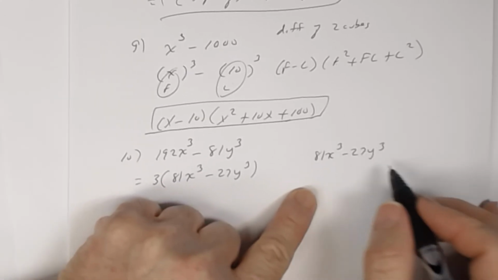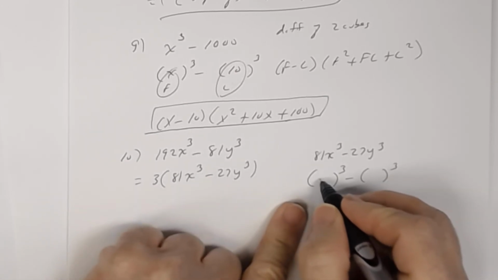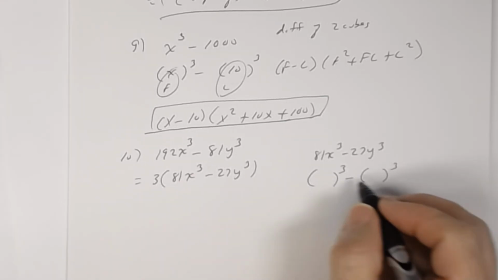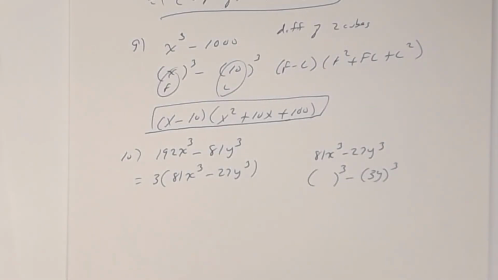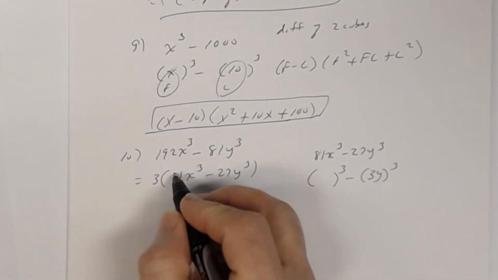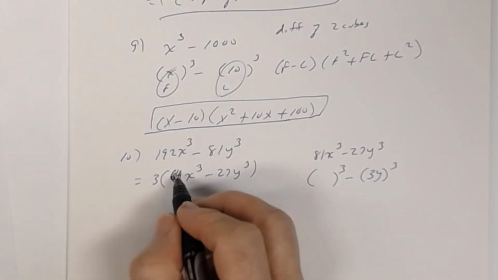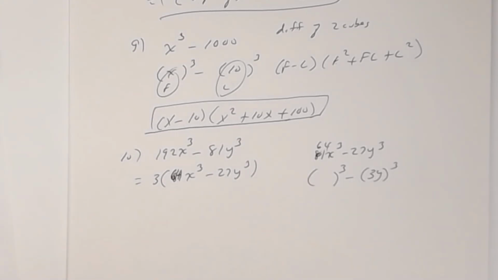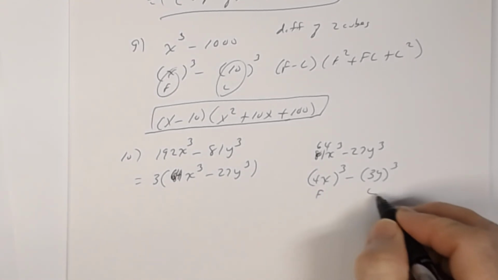So let's see if this is the difference of two cubes. Remember, 3 times 3 is 9, 9 times 3 is 27, so that's going to be 3y here. I'm not sure why I said 81, because 192 divided by 3, we said a while ago, was 64, wasn't it? I think I was looking at the original. So this is 64, and this should be 64, right? So for 64, it would be 4x times itself 3 times, the 64x cubed. Okay, so there's your f, there's your l.